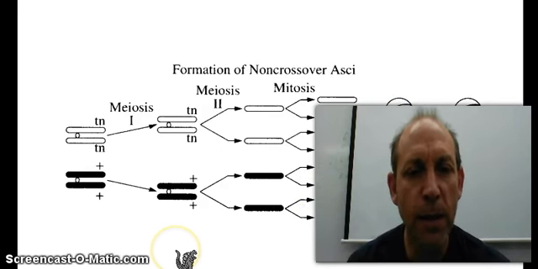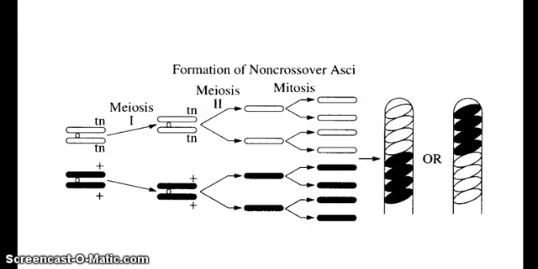The example you see here is meiosis, and you're looking for an example of non-crossover. So this is one parent, this is the other parent. They go through meiosis 1 and separate. This was one single cell here. Then it goes through meiosis 2 and you get haploid cells. They undergo mitosis and you end up with 4 white or tan and 4 black. And they can be in either order.